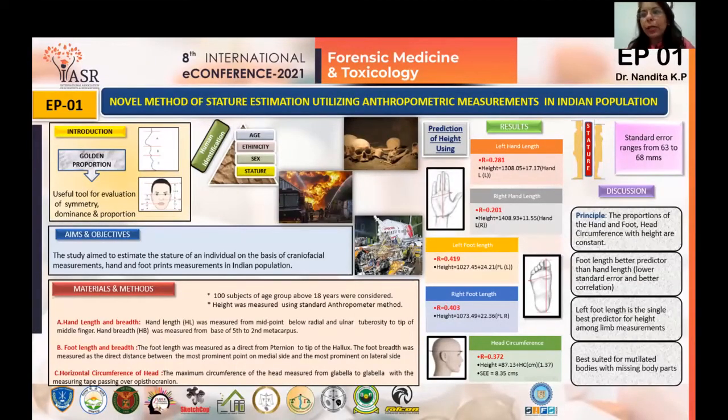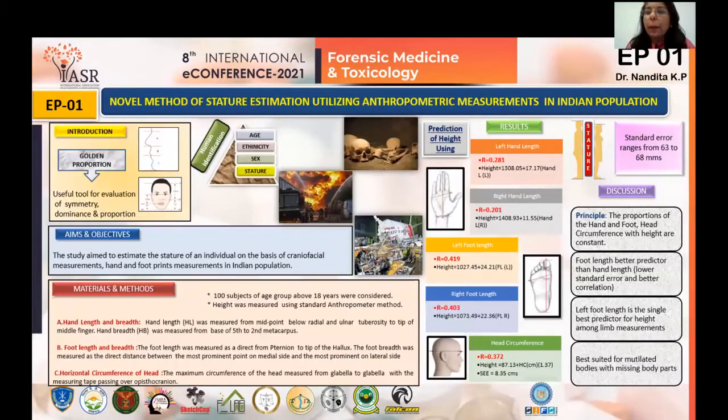After the statistical analysis, there was an error of about 63 to 68 millimeters. Out of all this, the foot length was considered to have a better correlation. The proportion of hand, foot and head circumference with height are constants. The foot length was considered a better predictor compared to the hand length, and basically the left foot length was considered the single best predictor for the height measurement.